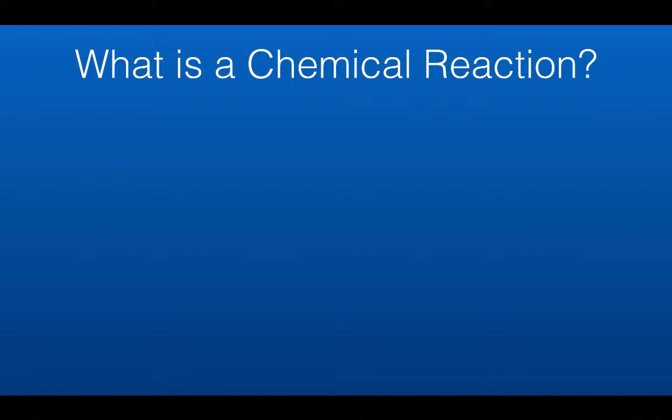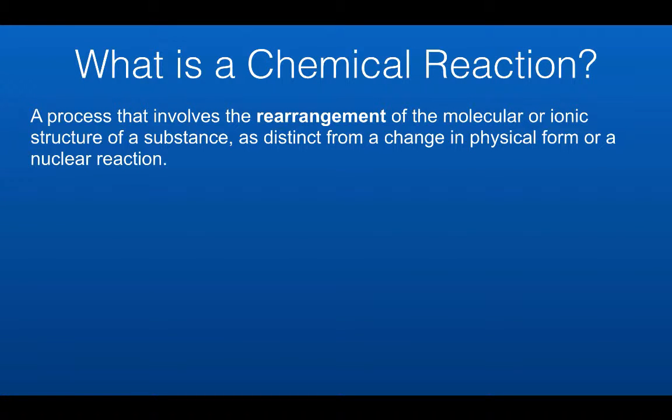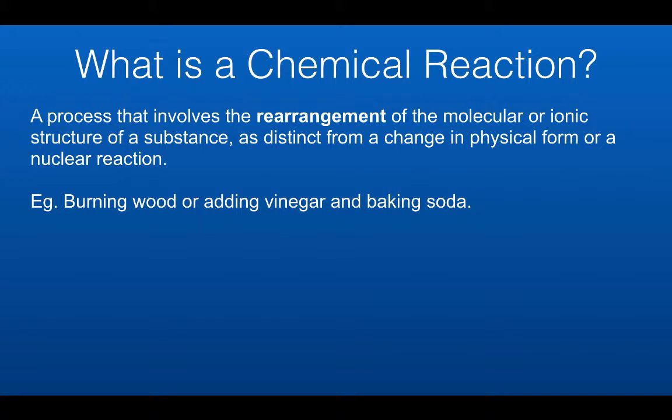Well, what is a chemical reaction? We can define a chemical reaction as a process that involves the rearrangement of the molecular or ionic structure of a substance, and this is distinct from a change in physical form or a nuclear reaction. We can basically say a chemical reaction involves the breaking of bonds in a substance and the formation of new bonds. An example of this could be burning wood in a fireplace or adding vinegar and baking soda.